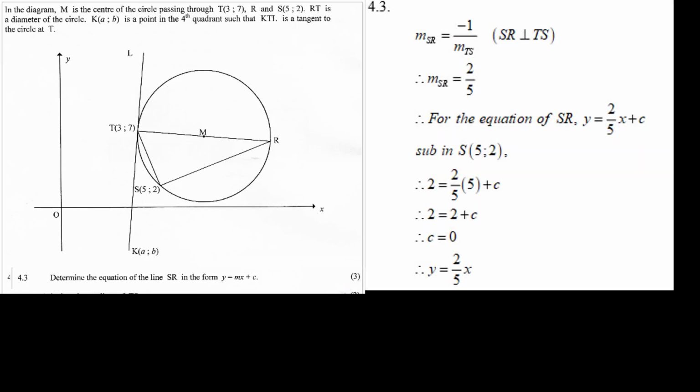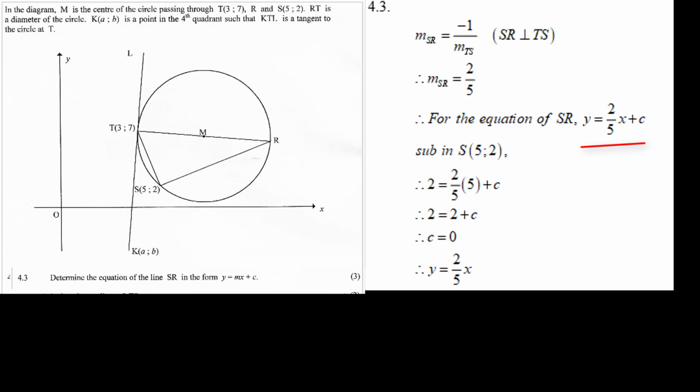4.3. For 3 marks, what is the gradient of SR? The gradient of SR is minus 1 over the gradient of TS, because the two lines are perpendicular. Therefore, the gradient of SR equals 2 over 5. The equation of SR is then y equals 2 over 5x plus c.